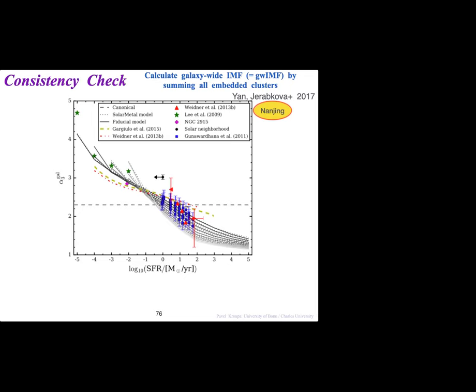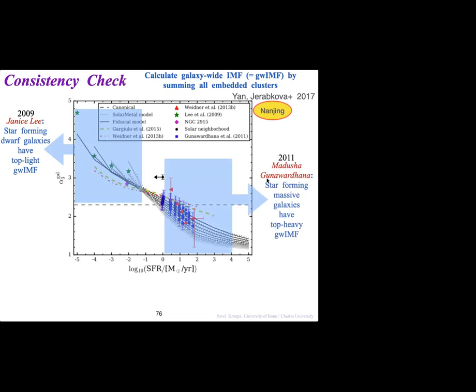Okay, and so this is here the work by Li et al. Star-forming dwarf galaxies have top-light galaxy-wide IMFs. By Gunawardhana et al., star-forming massive galaxies have top-heavy IMFs. And this is now a sign of respect from my side that Francesca Matteucci already in 1994 deduced exactly that. And for many, many years, I've been always neglecting this work. I've been saying this cannot be the case because I was quite convinced the IMF does not vary. But it was Francesca Matteucci who had already understood very early on that exactly that must be happening in order to understand the chemical properties of elliptical galaxies.